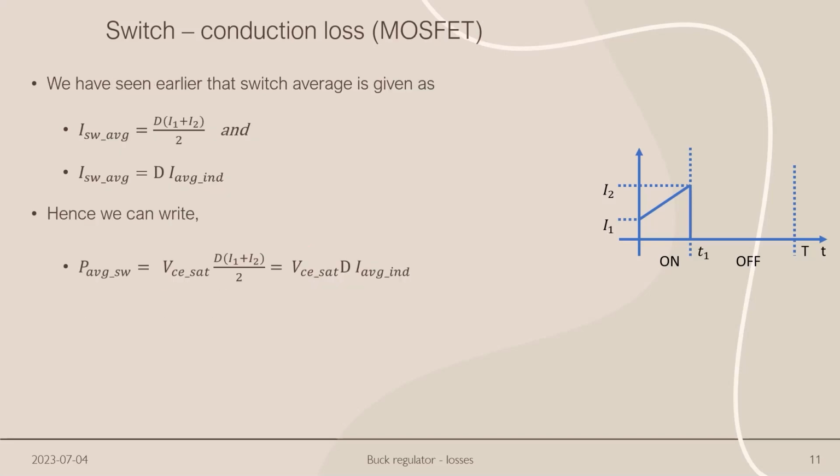We have seen from our earlier videos that switch average current is given as D into (I1 plus I2) divided by 2. Average switch current is also equal to D into I average inductor current. Hence, on substituting this in the conduction power loss equation, we get P average switch is equal to VCE SAT into D into (I1 plus I2) divided by 2. This is also equal to VCE SAT into D into inductor average current.